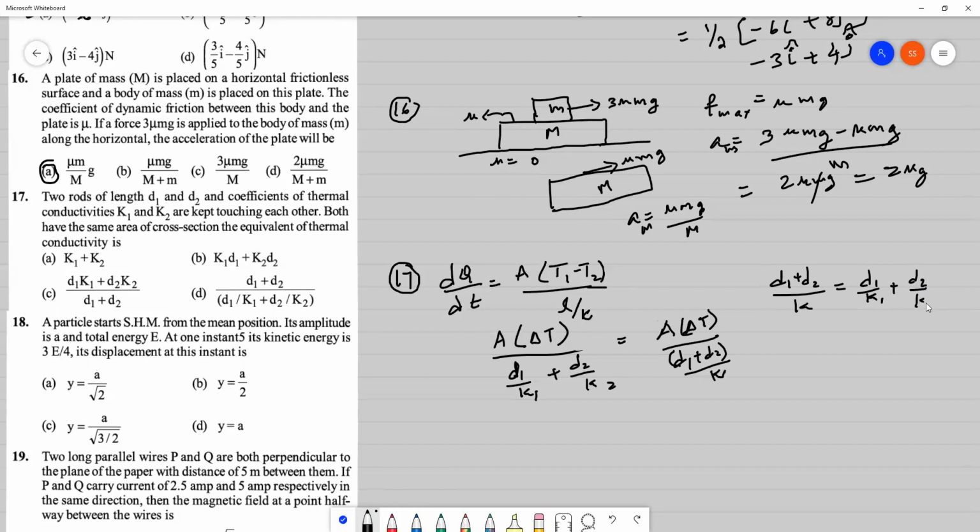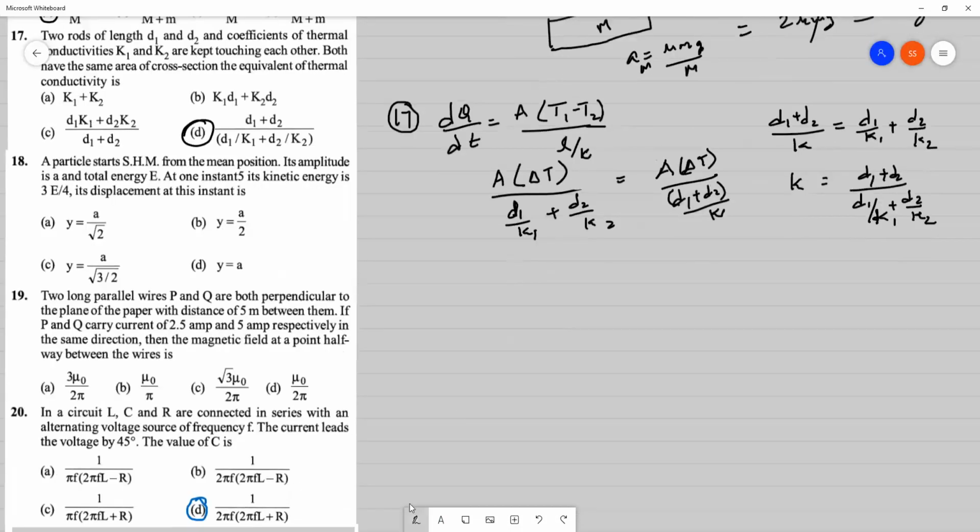This is a standard formula actually. K should be equal to D1 plus D2 divided by D1 by K1 plus D2 by K2. So this should be the right answer. Next, we will do the next question.